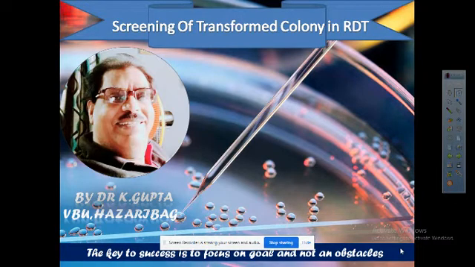Here I am taking three vectors, and these vectors are pBR322, pUC19. And with these two vectors, the DNA is integrated. And let us just talk about, when the DNA is integrated, how it can be screened.